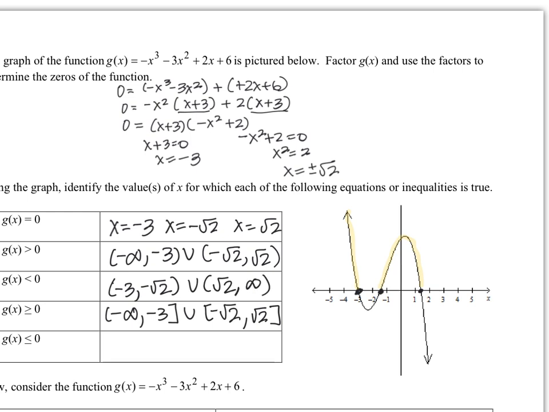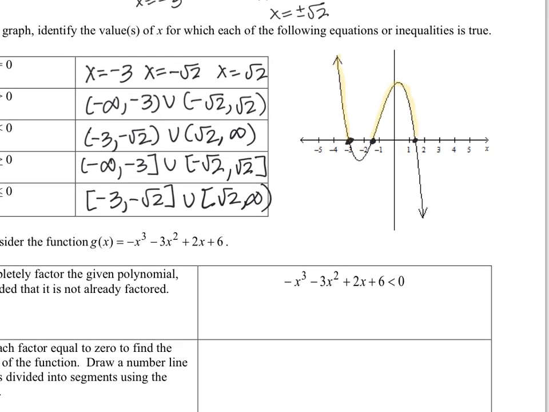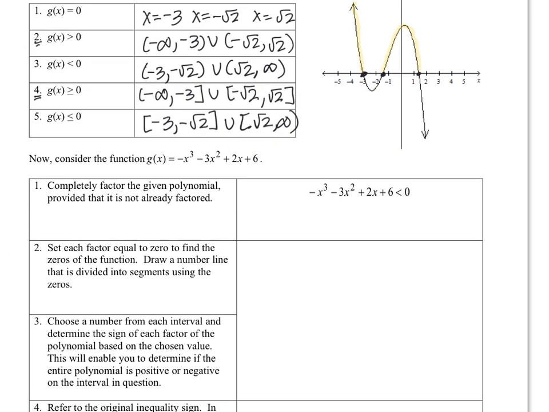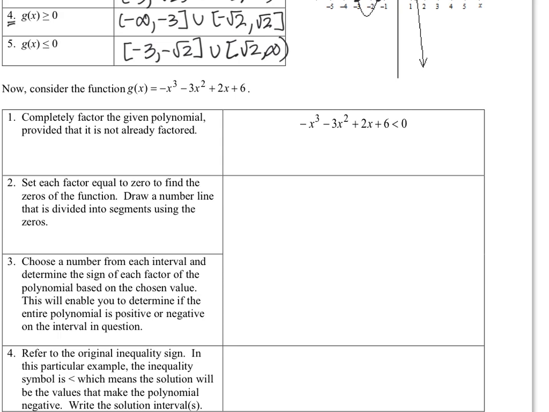And then number 5 is almost the same thing. It just has the brackets because it's got the or equal to, so -3 to negative square root of 2, and then again from square root of 2 to infinity, like that. So when we're looking at it analytically, okay, this is just the equation, our inequality, no graph.